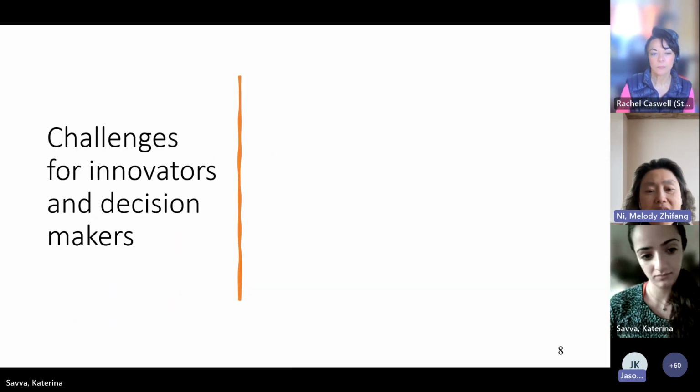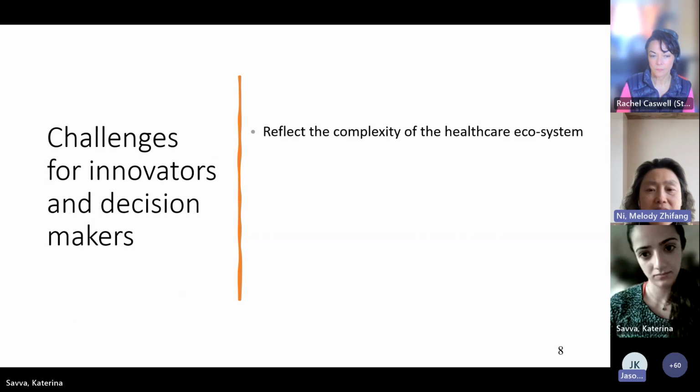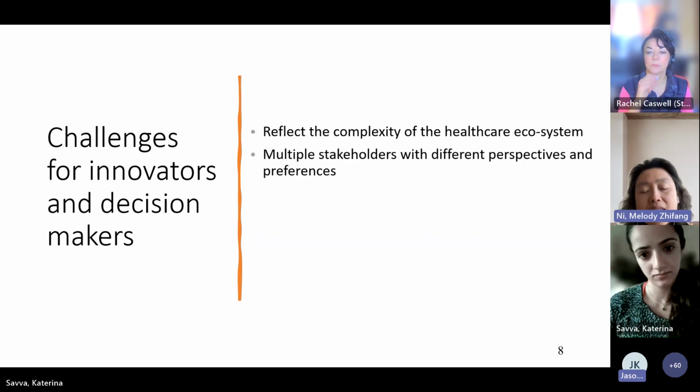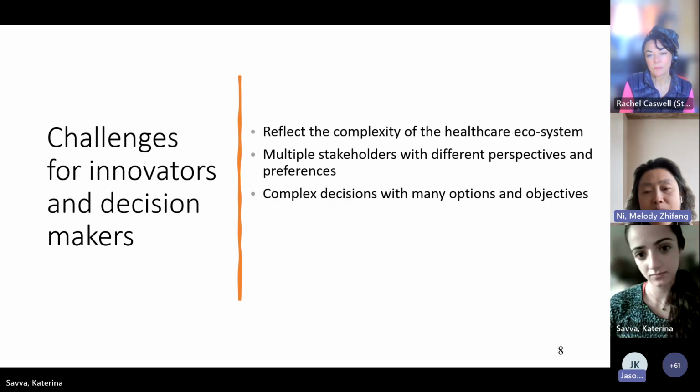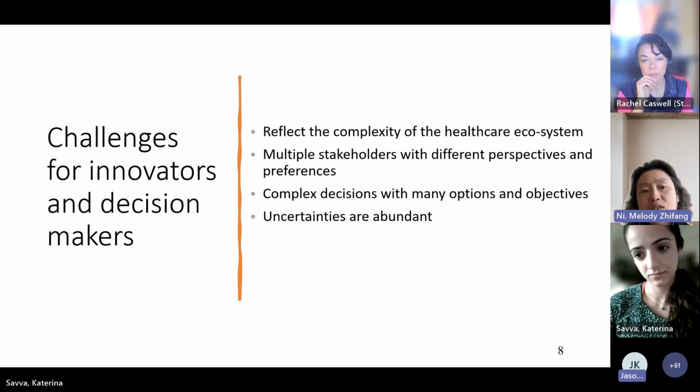We believe that these challenges actually reflect the complexity of the healthcare ecosystem. In particular, as you can see along the developmental pathway, there are many different stages, many different stakeholders, and they have different perspectives and preferences. The challenge is how can we capture those perspectives and preferences, converting them into evidence that the developers can use to inform the product development. So it's almost like a translation of people's preferences and perspectives into usable evidence.